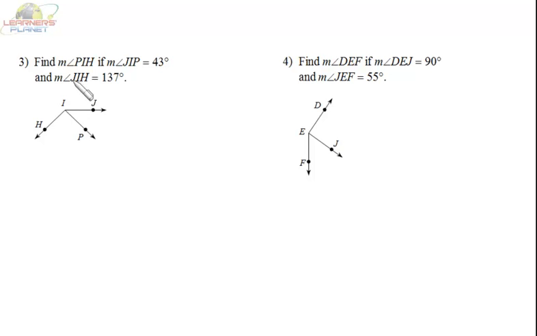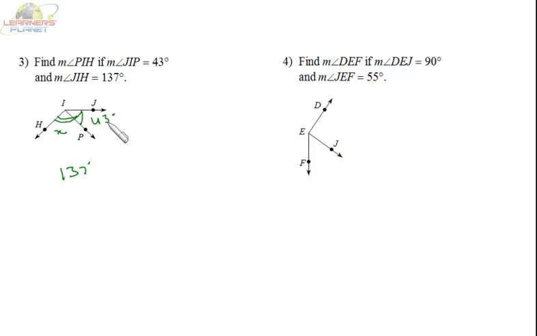Now in this question, we have to find out the measure of angle PIH. That means we have to find out this. Suppose it is X. Now JIP is 43 degrees. This is 43 degrees. And JIH, that is 137 degrees. That means JIH, this complete angle, is 137 degrees. So just mention it over here.